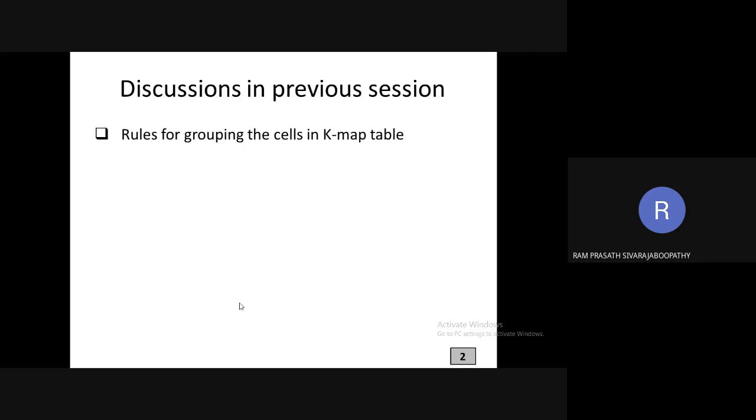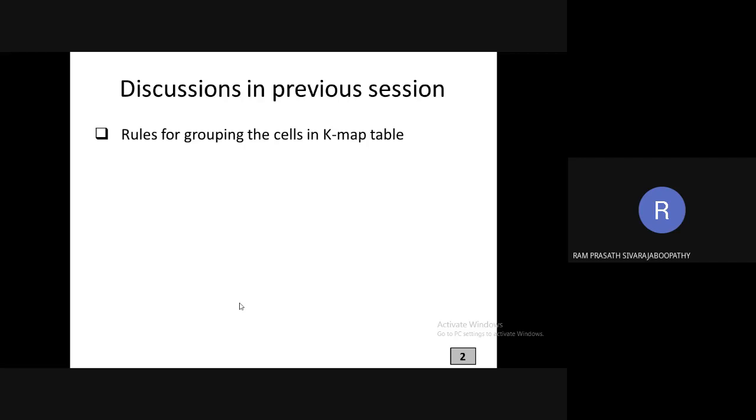You typed roots of 2. It's wrong, but powers of 2. Yes, Jayavardhani, very good. 2 to the power n. If I am having n variables, I may have 2 to the power n cells. That we have all discussed.